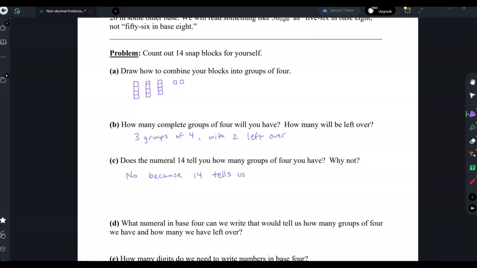So that tells us only that we will have one group of 10 with 4 left over since it's base 10.